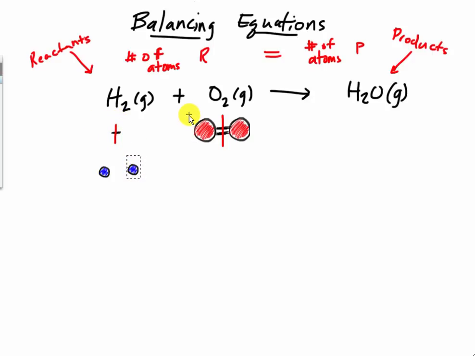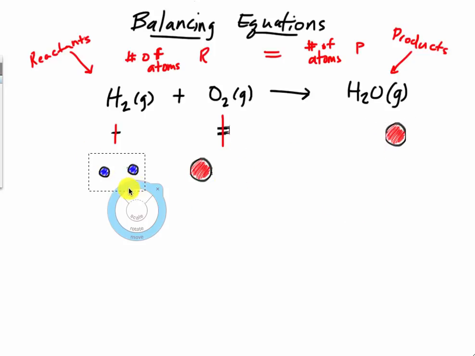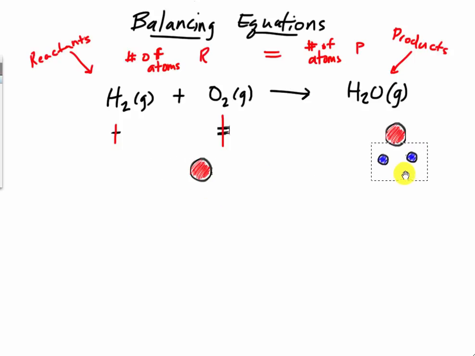Now we've got the hydrogens all split and the oxygens all split, and we can see that we've got the individual atoms. Now we're going to reconstruct this into water molecules. To make a water molecule, I need an oxygen and 2 hydrogens. So let's draw in the bond here. We're creating new bonds when we react these together. And there's our water molecule.